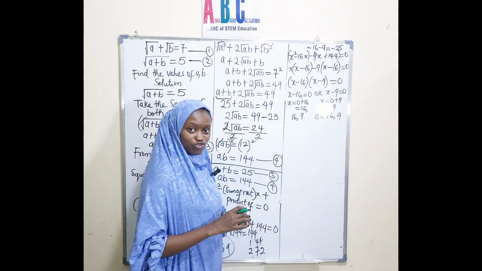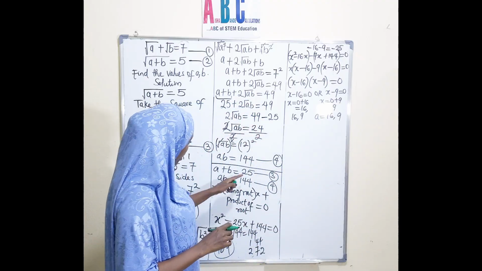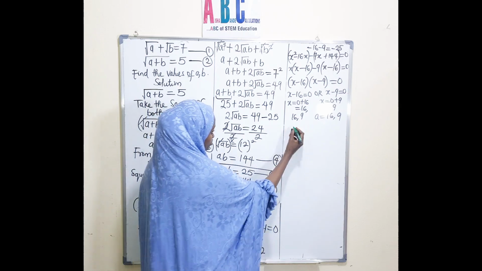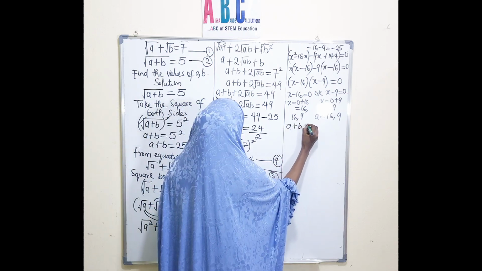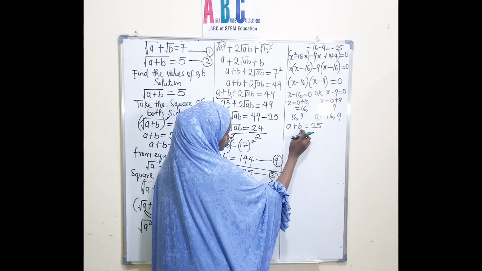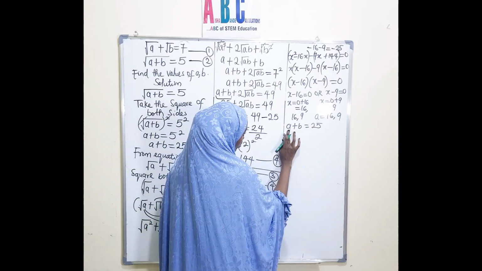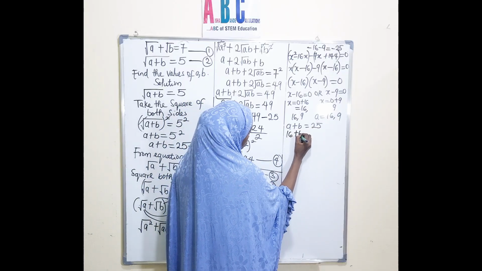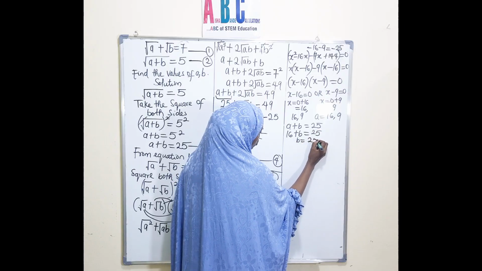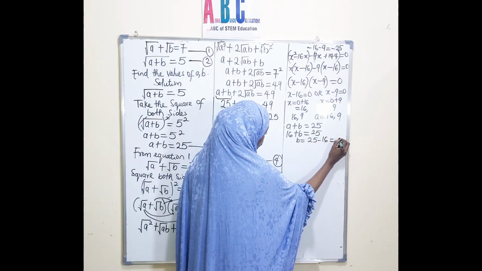Now let's get the value for B, right? We can pick any of the equations here to get the value for B. Let's pick equation 1, which is A plus B is equal to 25. Now let me substitute for A here to get B. So the value for A, which is 16, plus B is equal to 25. So B will be equal to 25 minus 16, which is equal to 9.